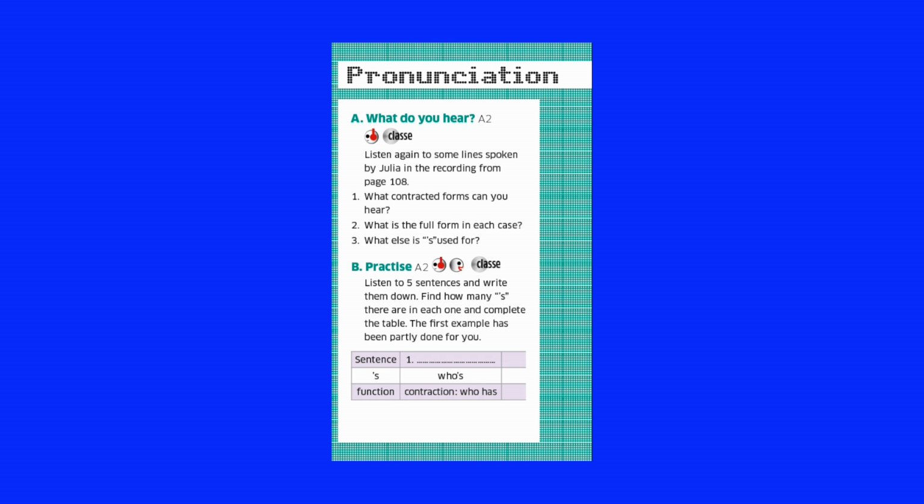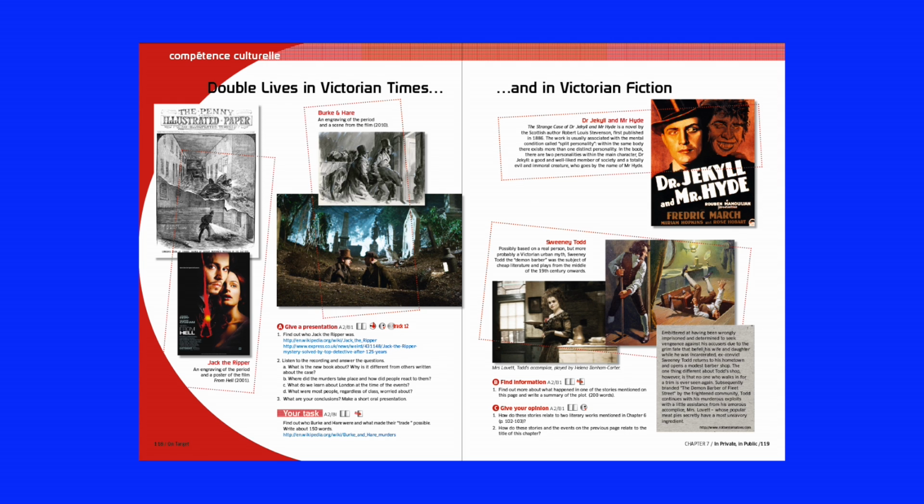The right-hand page also contains practice of a specific pronunciation point. Again, these activities are based on deduction and not prescription. Here we deal with the different occurrences of the apostrophe S. The penultimate double page of each chapter is devoted to what is commonly called civilization, important and interesting features of the English-speaking world that are related to the theme of the chapter.